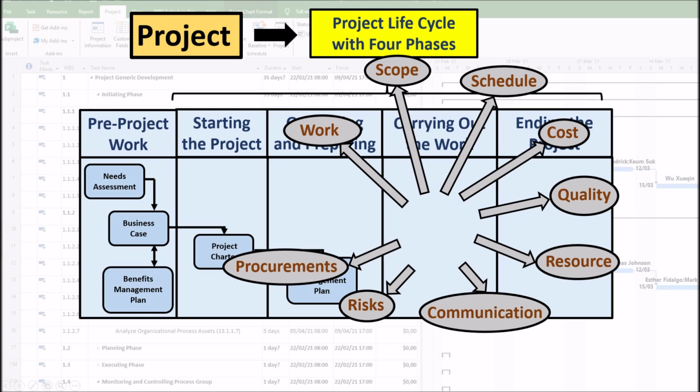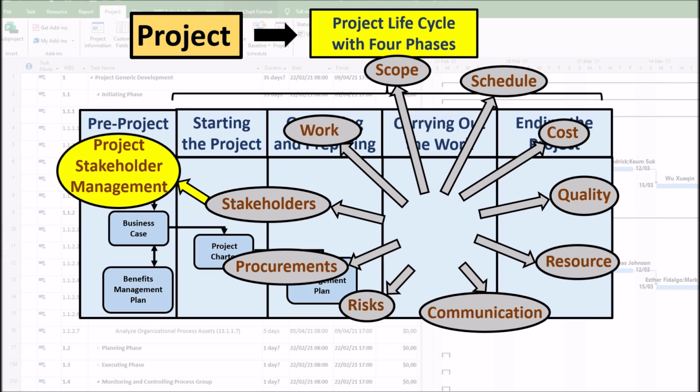Every project has stakeholders who are impacted or have the potential to impact the project in either a positive or negative way. Some stakeholders may have limited ability to influence the work, but others may have significant influence on the project and its expected outcomes. Project stakeholder management.